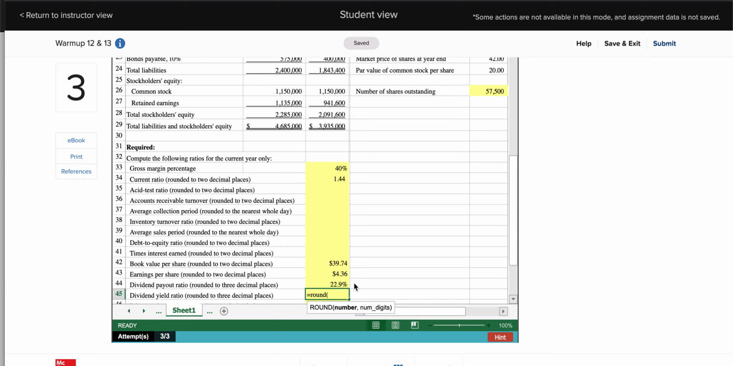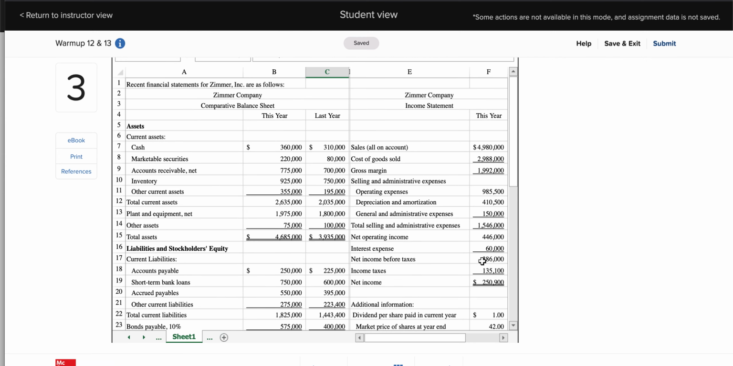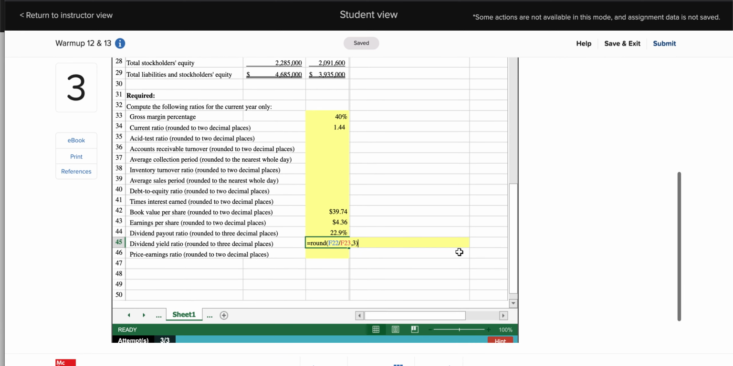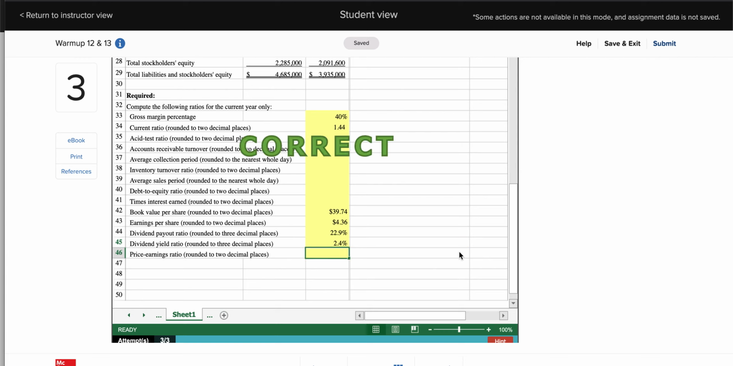Our dividend yield formula, we are looking at, let me go here. I want my dividends per share, and I am going to divide that by the market price of the shares at the end of the year. I need this and round it to 3 decimal places. Let's bring the formula back up here first so you can see what we did. And this gives us 2.4%.